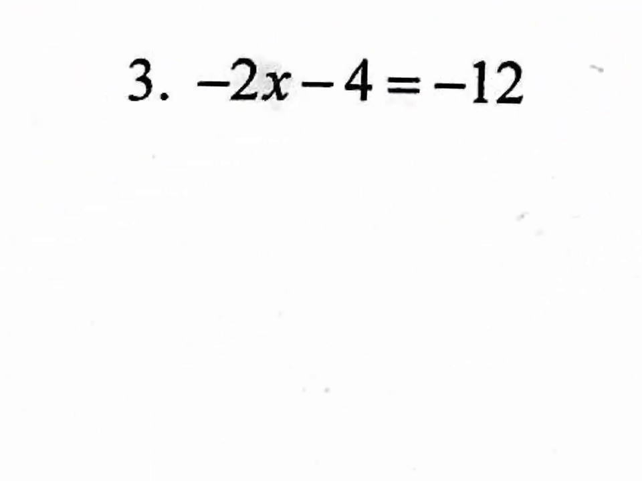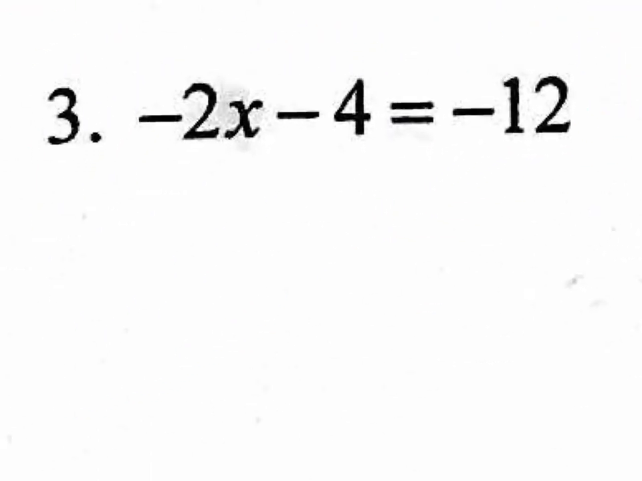All right, let's try number 3 here. What do I get rid of first? Negative 4. The negative 4 by doing what? Adding 4. What I do to one side, I do to the other. Notice I'm staying organized, guys.